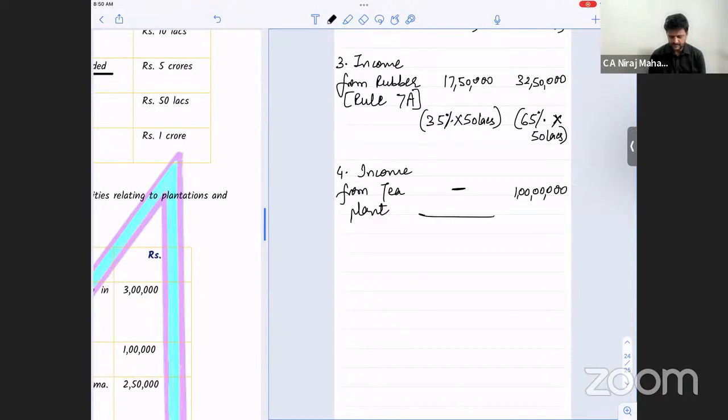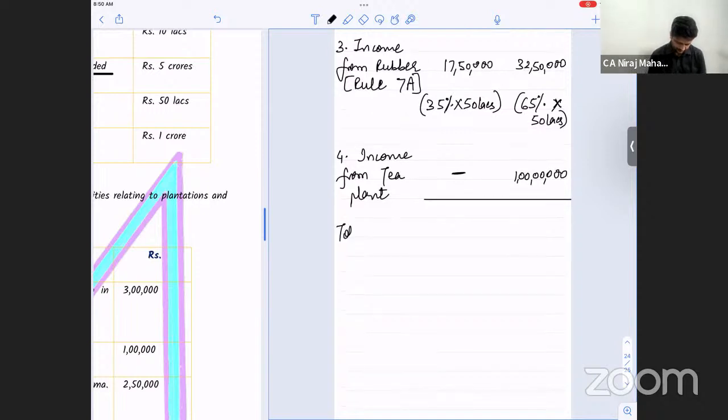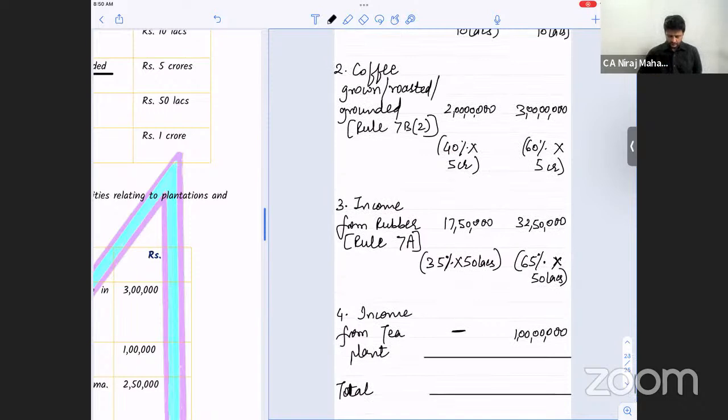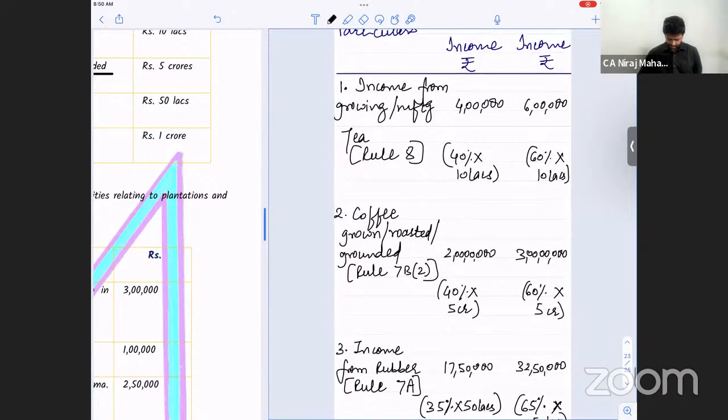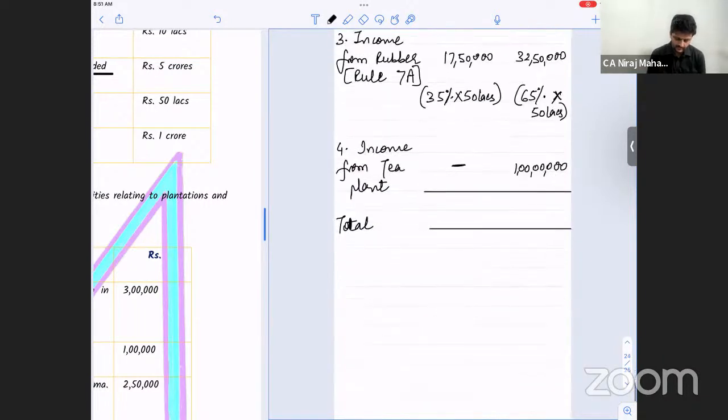There can be cases, no? Obviously, the farmer is selling it to the tea companies. Okay, everybody? So give me the total. We're talking of total business and total agri. So 2 crore 2150.